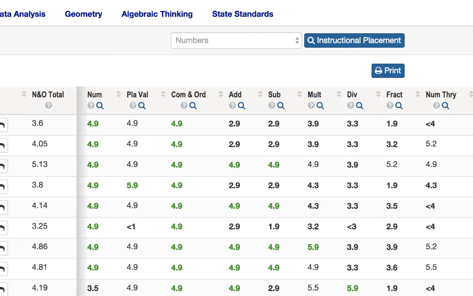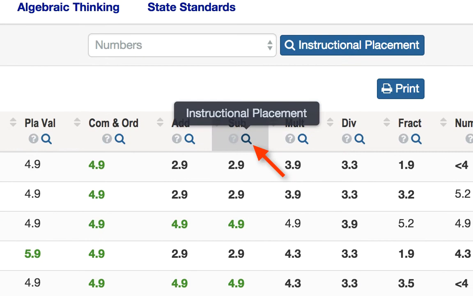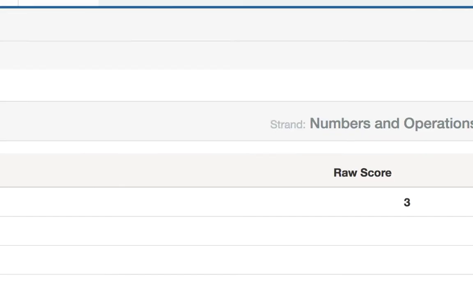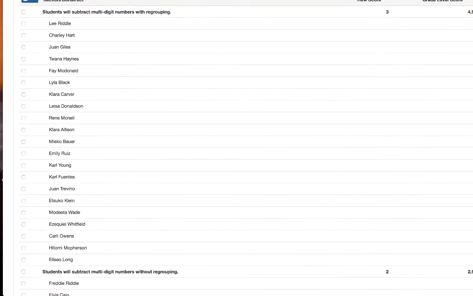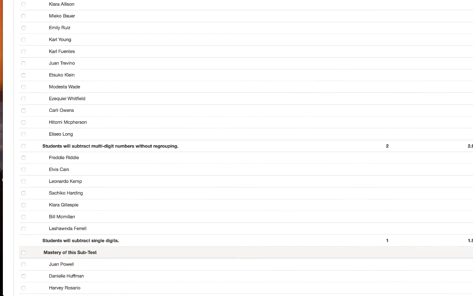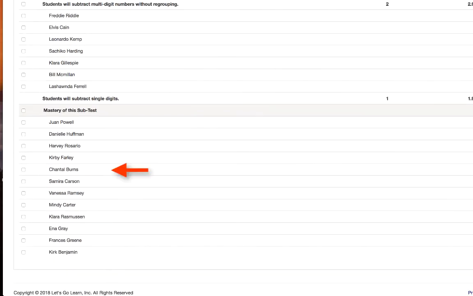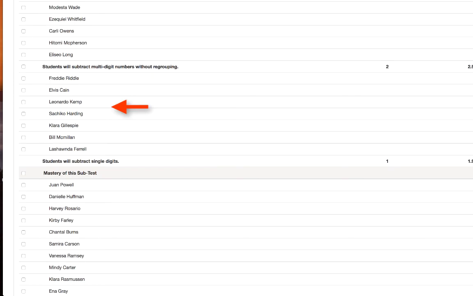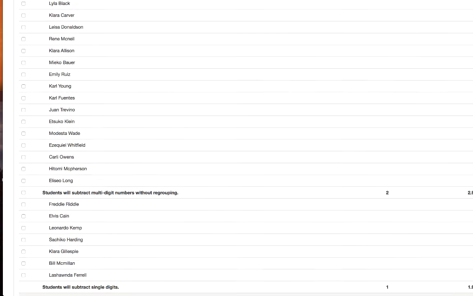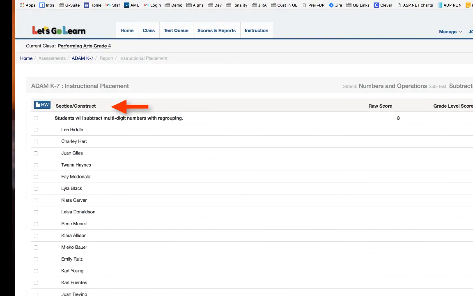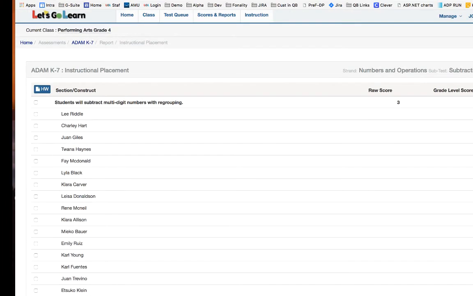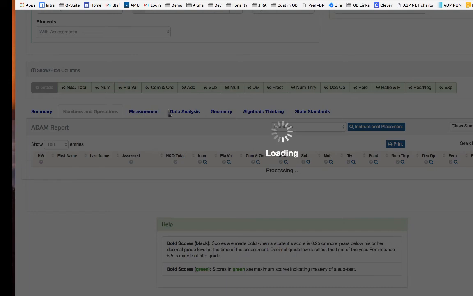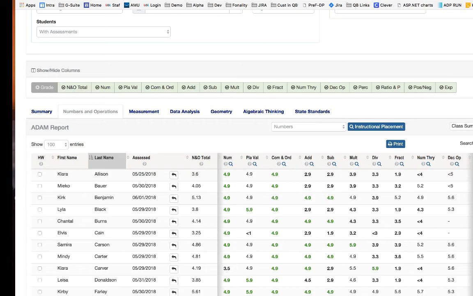Now if I click here on the magnifying glass, I can actually see my class sorted within the scope and sequence of teaching subtraction of whole numbers. These students have mastered all of subtraction. These students are working on multi-digit without regrouping, and these students are working on multi-digit with regrouping. So these are my flexible groups. And I could do this all day long. I could create a group throughout the year for every day that I'm working on something.